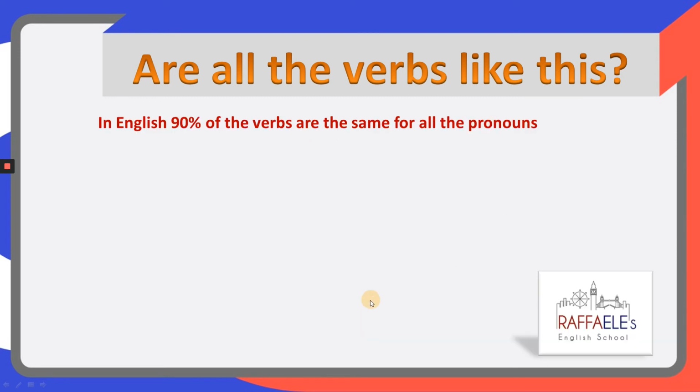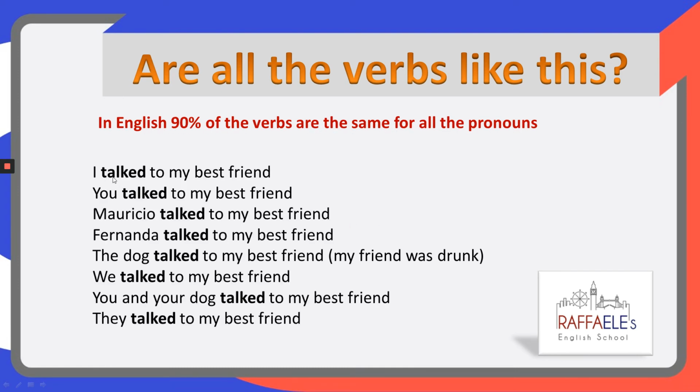Let's have a closer look. In English, 90% of the verbs are the same for all the pronouns. Look here. This is like I applied everything in the past, okay? I talked to my best friend. You talked to my best friend. Mauricio talked to my best friend. See? We have different subjects, but the verb is the same.